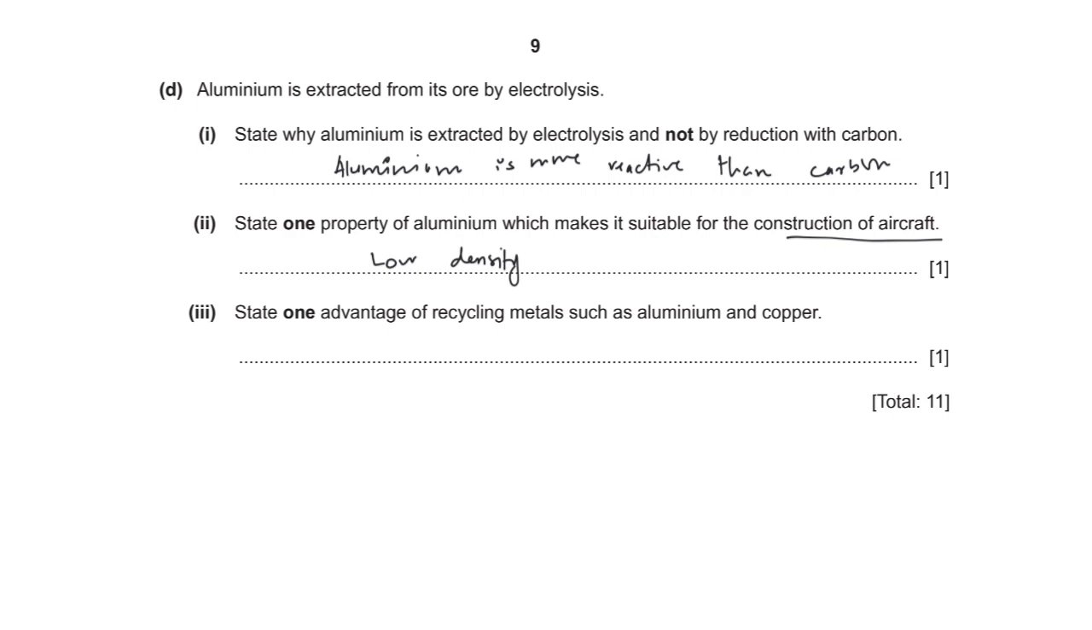State one advantage of recycling metals such as aluminium and copper. Recycling anything actually saves cost, saves money, and most importantly conserves minerals, because minerals are in short supply and they are not going to replenish, they are only going to deplete. By the way, recycling metals has also been removed from the syllabus as far as O levels are concerned.